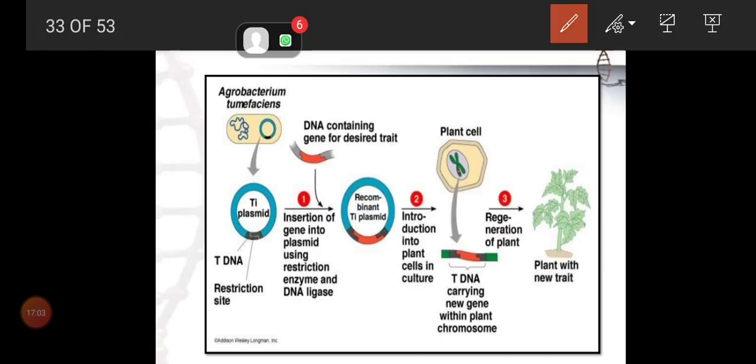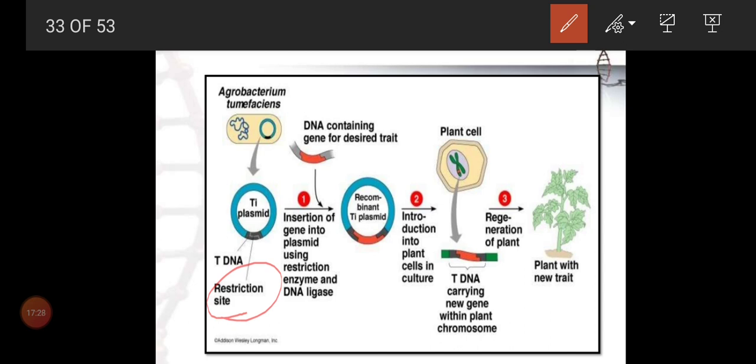Now this is Agrobacterium tumefaciens, a bacterium. It has extra-chromosomal DNA. This is your plasmid, which we can call the Ti plasmid. What do you mean by that? Tumor inducing plasmid. In this tumor inducing plasmid, a very particular part is the T-DNA. That is what we can call our restriction site, because we are going to cut that only. In that place only we are going to add our gene of interest.